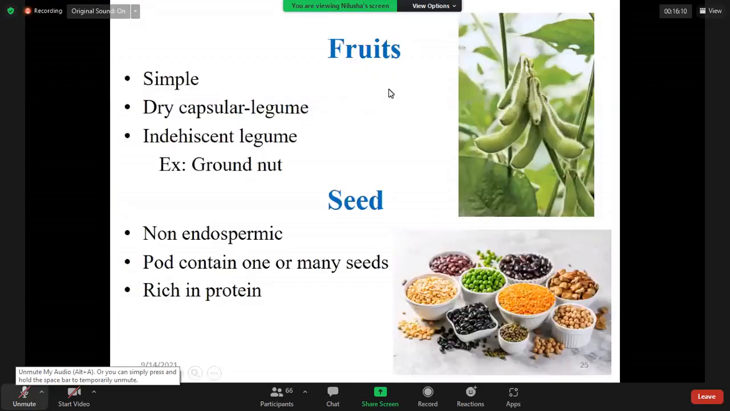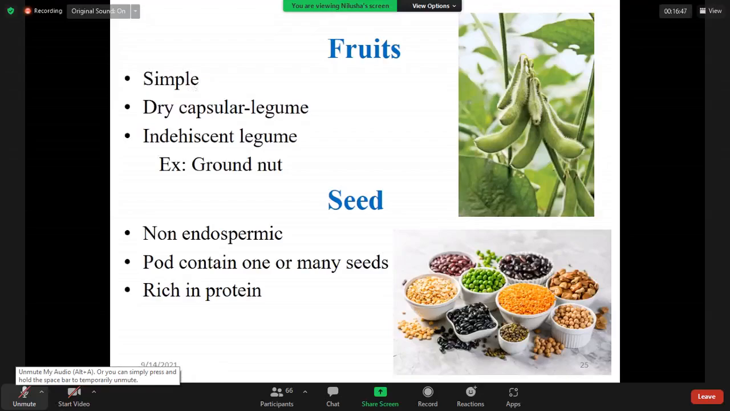Now we will see the fruits of the family Fabaceae. These fruits have a character we call simple, because a simple fruit is the type of fruit that develops from a single ovary, with only one pistil, so we call them simple fruits. Is it clear?